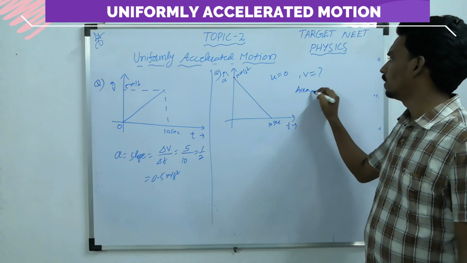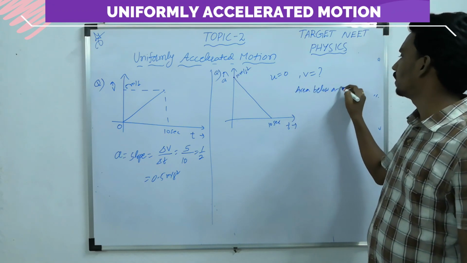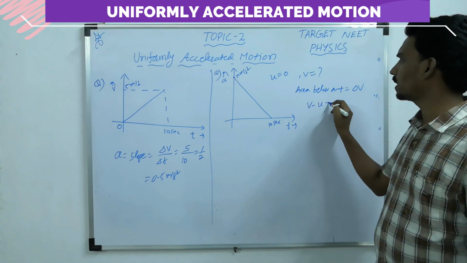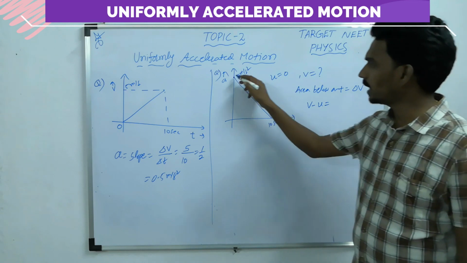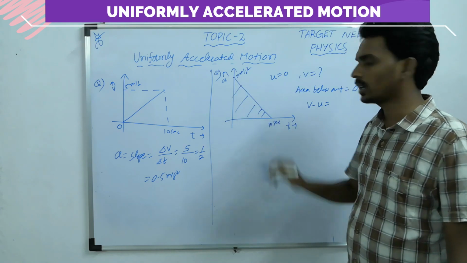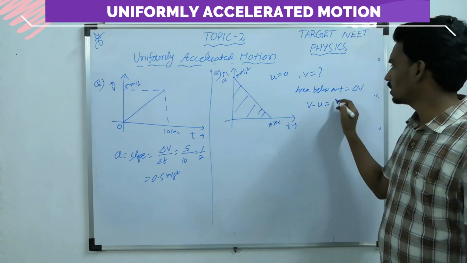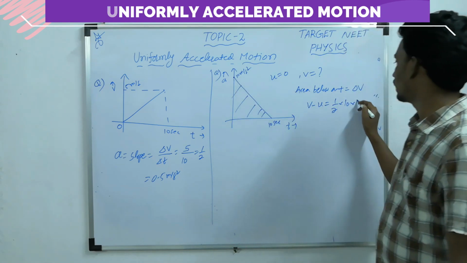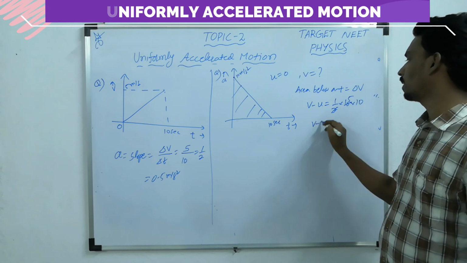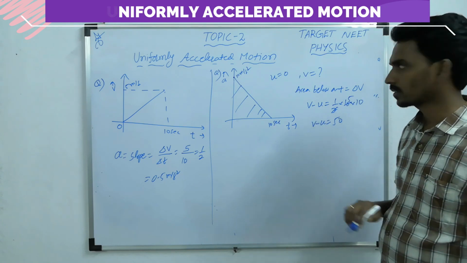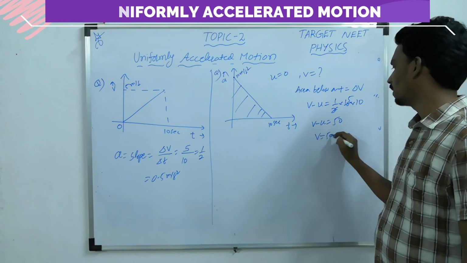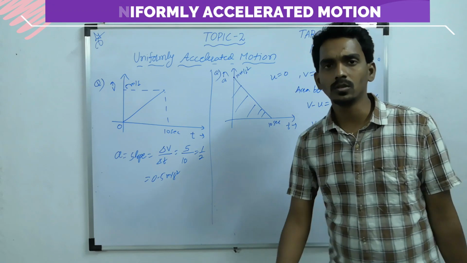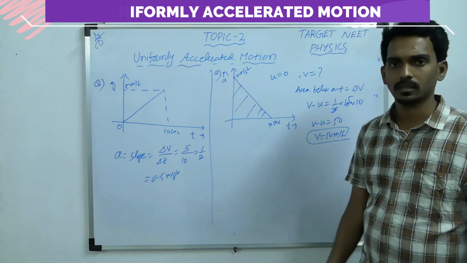The graph given is between acceleration and time. Area below the AT graph is equal to the change in velocity. What is change in velocity? Final minus initial. So what is the area? What kind of shape is it? A triangle. So what is the area? Half into base 10, height 10, which is 50. V minus U is 50. U is 0. So V is 50 meter per second. This way you can use the area concept.